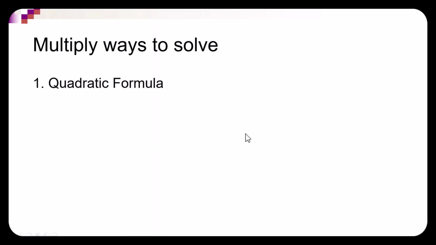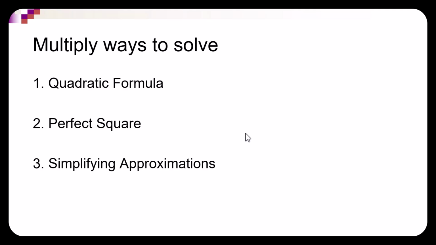Like I said, with these types of problems where we fill in our ice table with X's, the quadratic formula will always work 100% of the time. But there are also two other shortcuts that we're going to learn. The first one is something called the perfect square, and that's what this video is going to address. And then in another video, we'll talk about simplifying approximations, or when I learned it, it was called X is small. So you'll hear me call it X is small as well. But today's about perfect square.